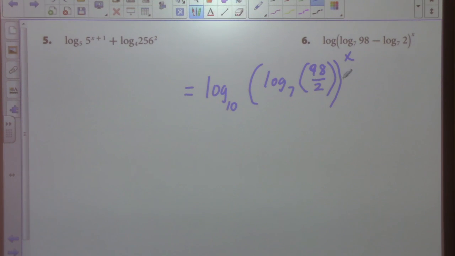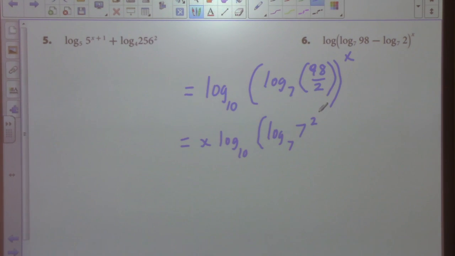Are we okay, you know which property we use for this, right? Yeah. The quotient property. Okay, what are we going to do with this x over here? Put it behind the log. Yeah, so this x will come over here. So it's going to be equal to x log base 10 of log base 7. And what's 98 divided by 2? 49, right? Can we write 49 as the power of 7? Yes. So that's going to be 7 what? Squared.